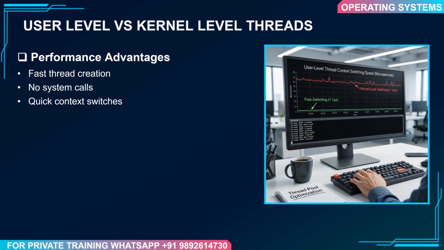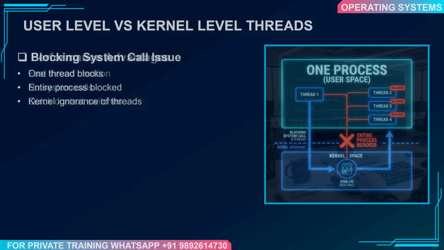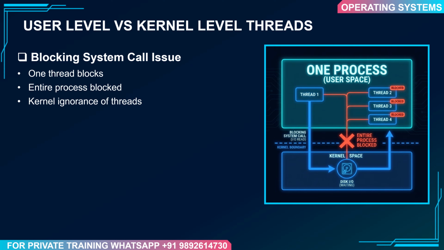Context switching between threads is also faster because it does not involve the kernel. The thread library simply saves the state of one thread and loads the state of another. For applications that need to create and destroy threads frequently, this can be very efficient. However, this design comes with serious limitations.